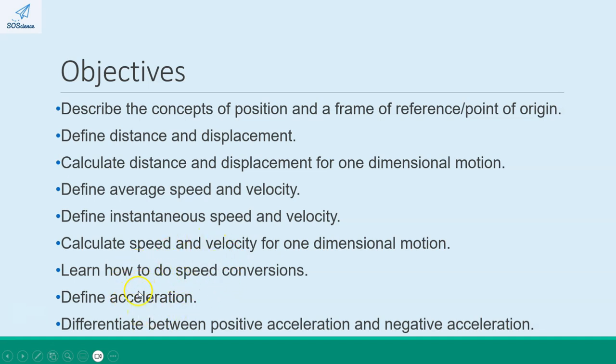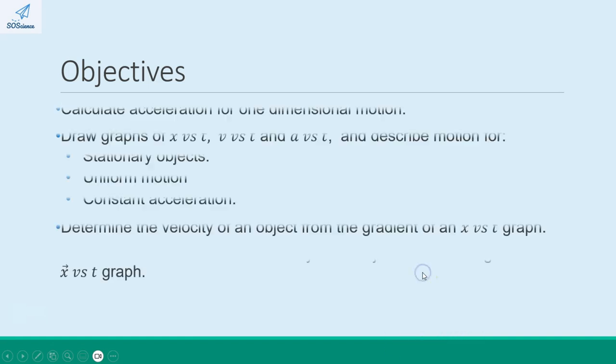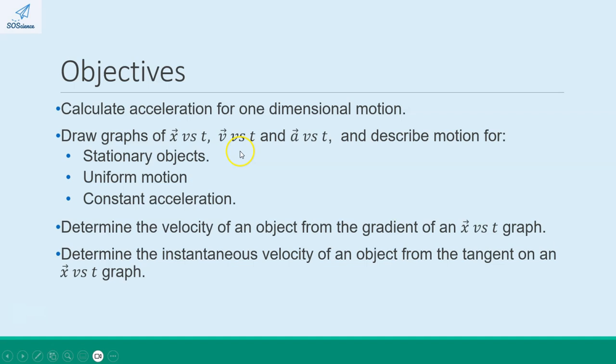We will define acceleration. We will differentiate between what makes acceleration positive versus negative. We will calculate acceleration for one-dimensional motion. We will then draw graphs of position versus time, velocity versus time, and acceleration versus time. And we will describe motion for objects that are stationary, meaning that they're not moving, objects that are moving at a uniform velocity, and objects that are moving at a uniform acceleration.